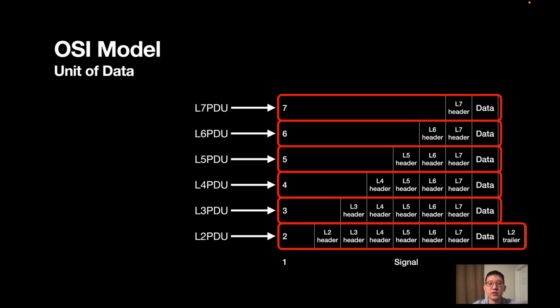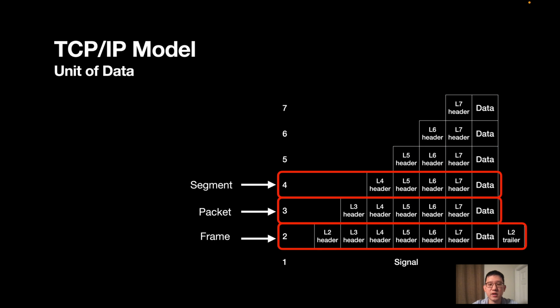However, terminology from the TCP/IP model is more popular. And as you can see here, the layer 2, 3, and 4 PDUs are called the frame, packet, and segment respectively. So going forward, I'm going to refer to a layer 2 PDU as a frame, layer 3 PDU as a packet, and layer 4 PDU as a segment.